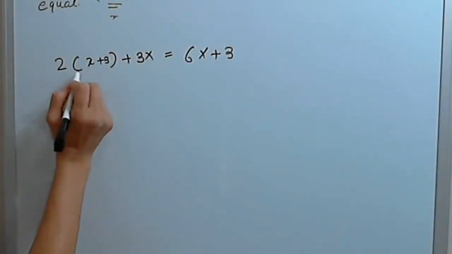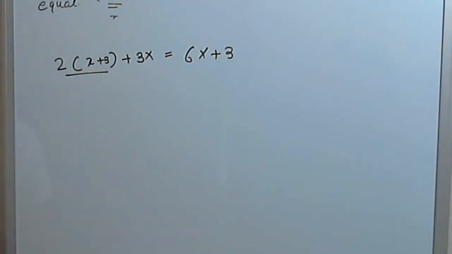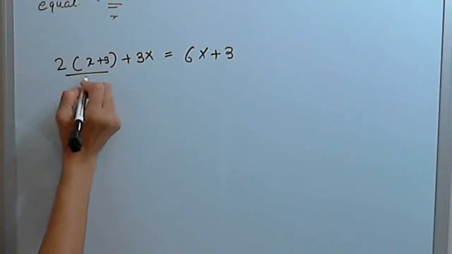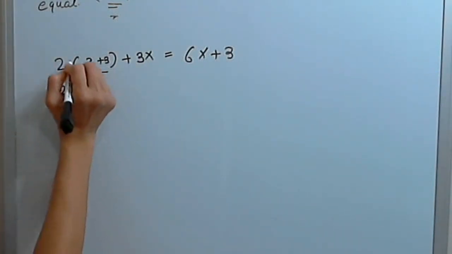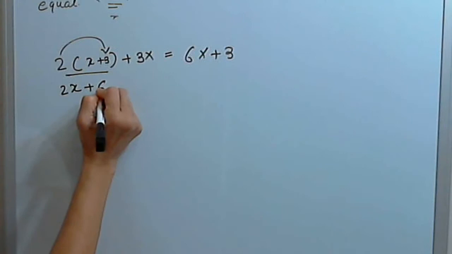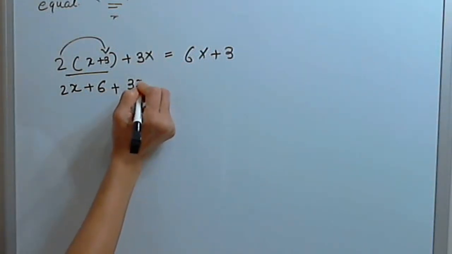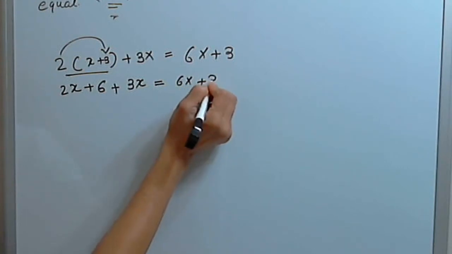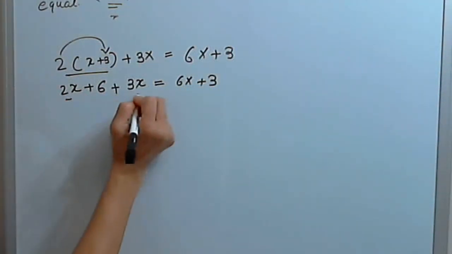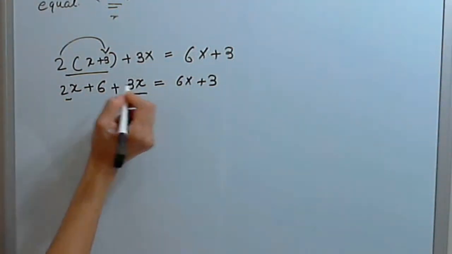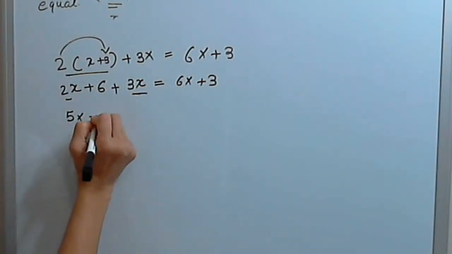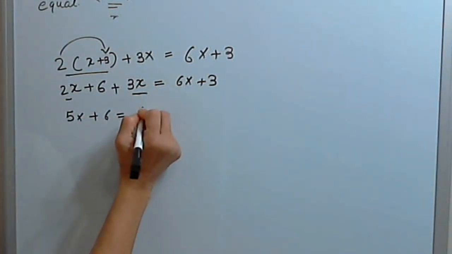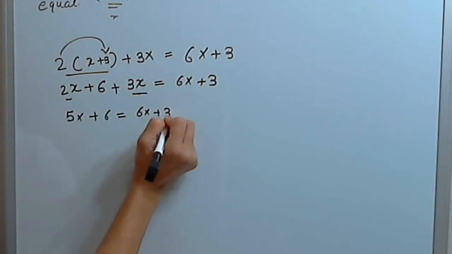So first I'm going to multiply this. I'm going to simplify this portion, which says 2x plus 2 3s are 6, plus 3x equals 6x plus 3. Alright, these are my like terms, so I can add them together. 2x plus 3x is 5x, plus 6 equals 6x plus 3.